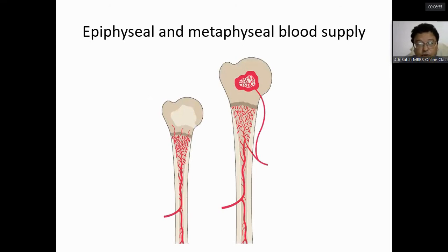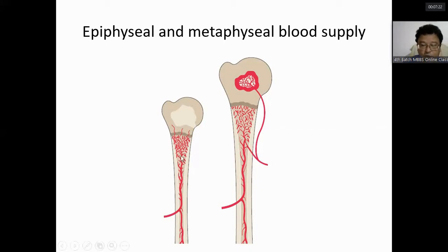So now we just look at the blood supply of this long bone. The blood supply of a long bone is mainly, one, the nutrient artery system, one is the periosteal system, and the third one is the epiphyseal metaphyseal blood supply system. We'll be talking about this because it is important to know the pathogenesis of osteomyelitis.